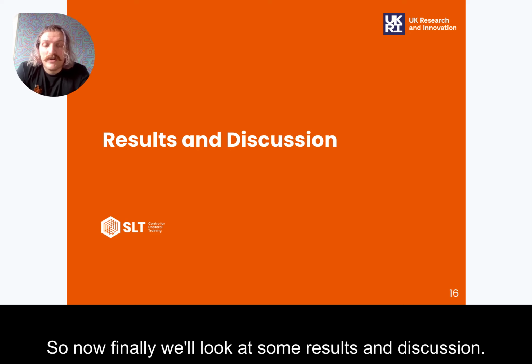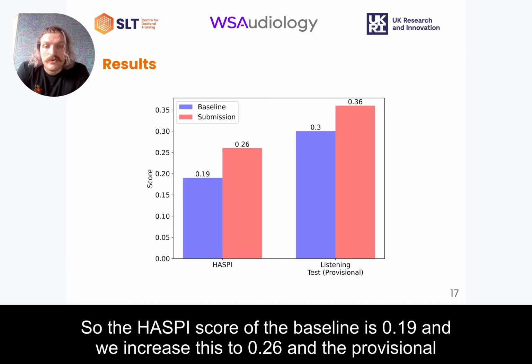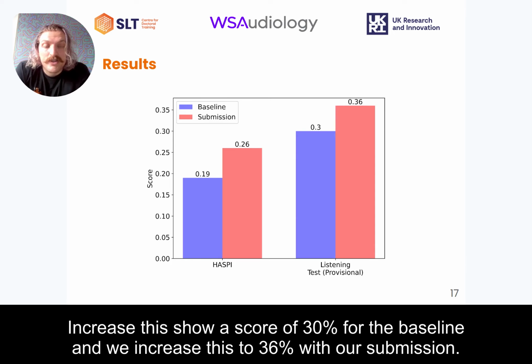So now finally, we'll look at some results and discussion. This bar plot shows the scores of the baseline compared to our submission. The HASPI score of the baseline is 0.19, and we increased this to 0.26. The provisional listening test results provided by the Clarity organisers show a score of 0.3 for the baseline, and we increase this to 0.36 with our submission.